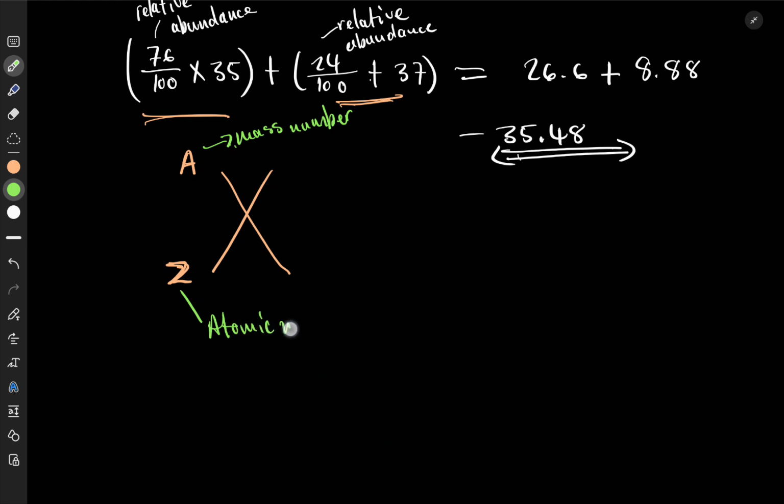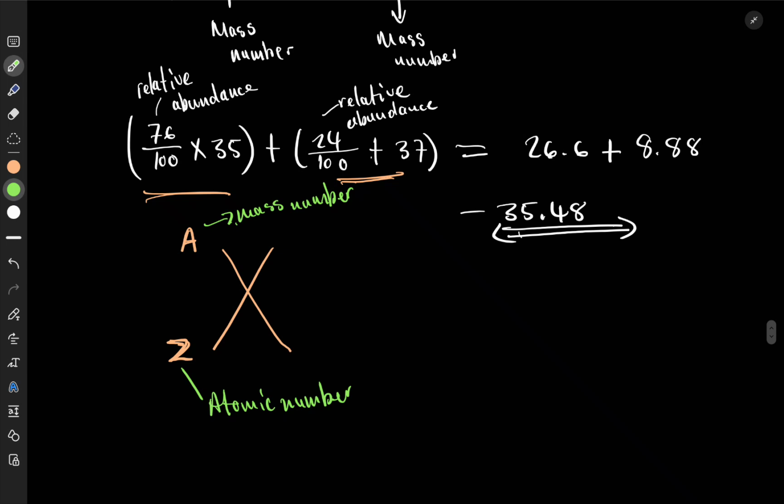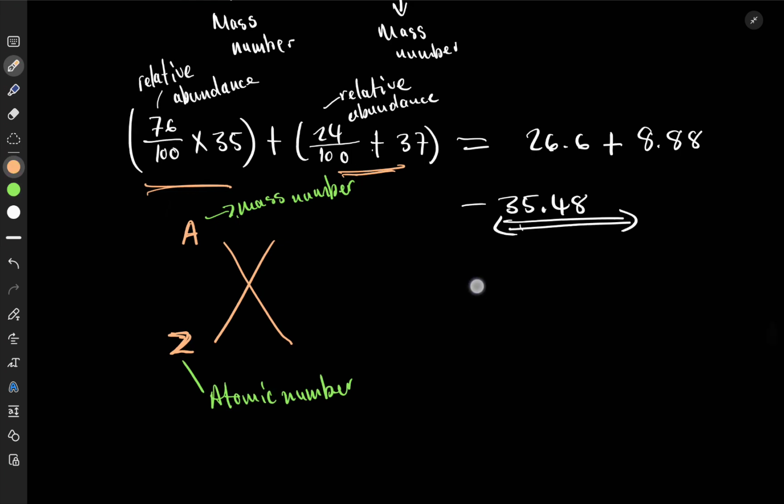Now, there's something I'll say as we are going towards the end: the mass number is not in the periodic table. What is in the periodic table is the average of all isotopes. But in nuclear chemistry, we'll be looking at one isotope only. We are not taking all of them together.